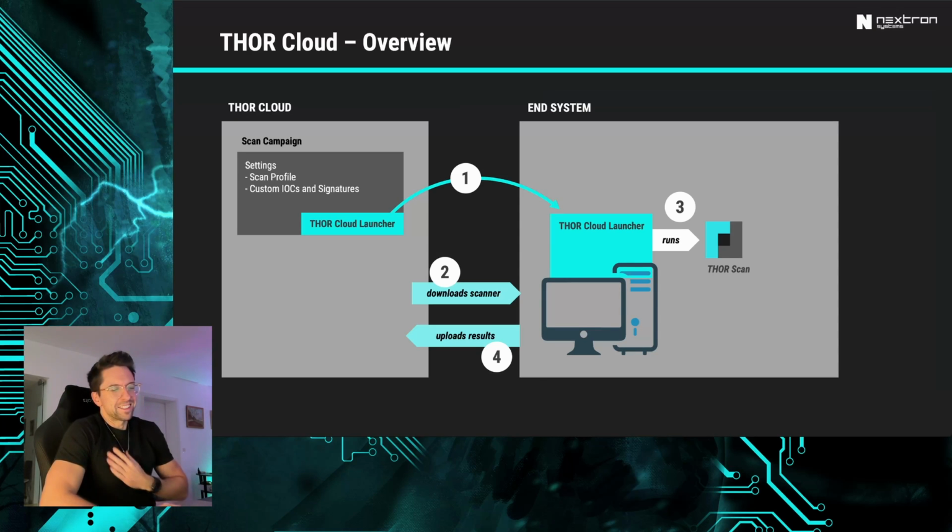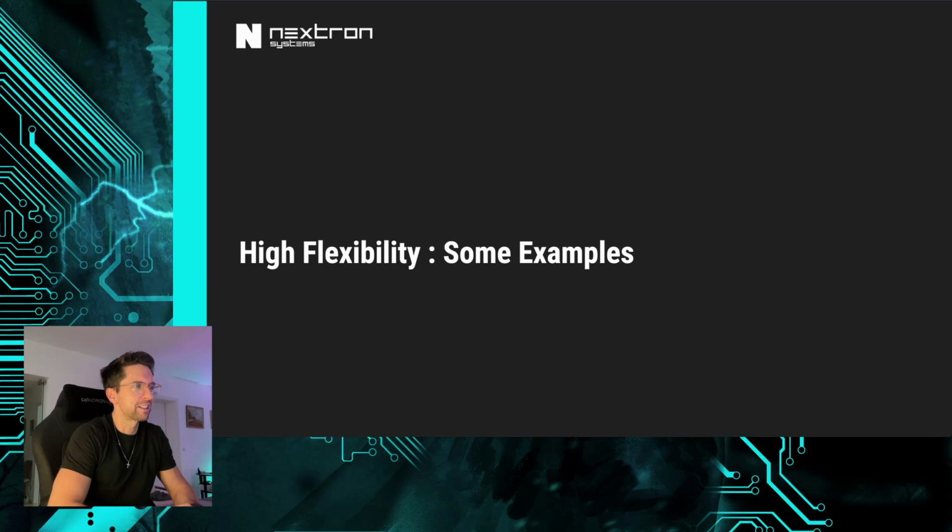So that's an architecture overview. It's simple because it is, and that's what we wanted it to be. We wanted it to be as simple as possible. You download the so-called THOR Cloud Launcher, you bring it to an end system, or you let the users themselves download the launcher from a wizard page that you can share with them, and then they run it. It downloads the THOR scanner package, runs it, removes everything, and uploads the results. So that's as easy as it can get.